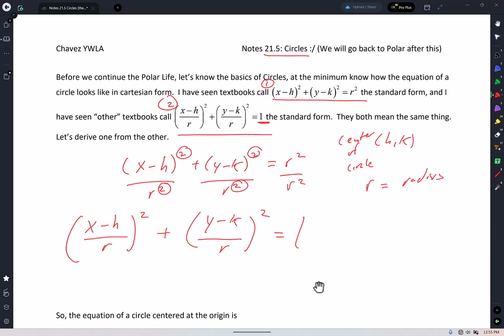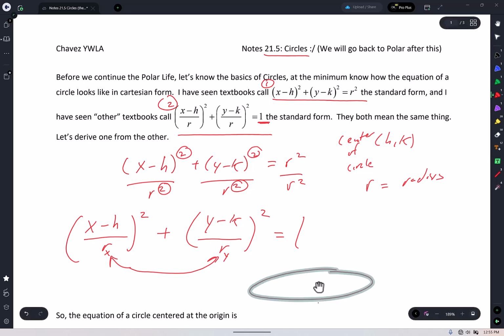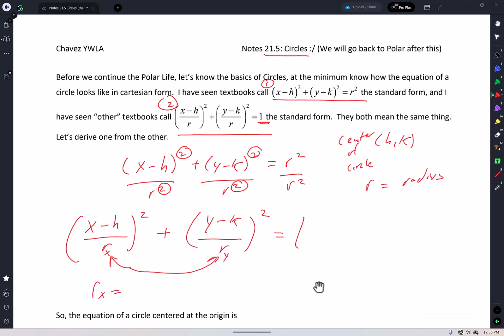Sometimes, some textbooks, you will see a subscript x on the bottom here and a subscript y on the bottom there. If these two are different, then you do not have a circle. You have, what are these things called? Ovals. You have like an egg, an ellipse. Have you guys heard of ellipses? If Rx does not equal Ry, you have ellipses. If Rx equals Ry, then you have a circle.